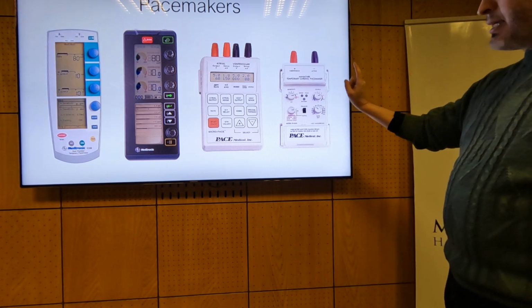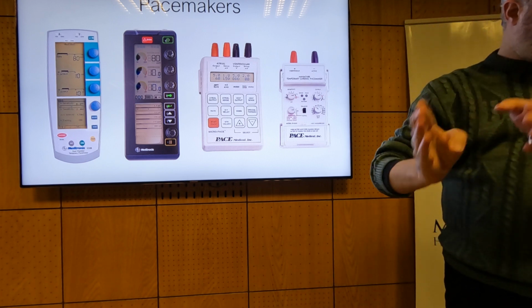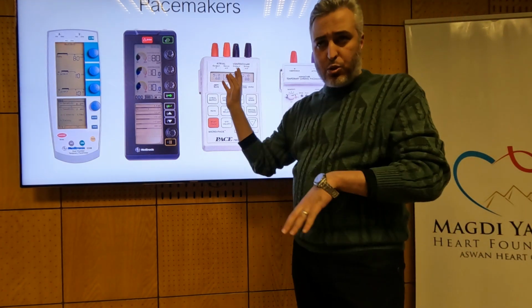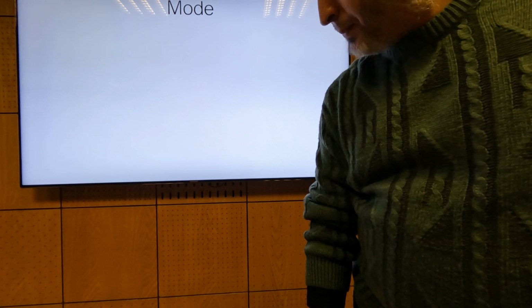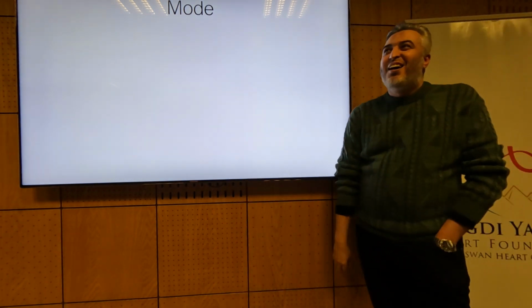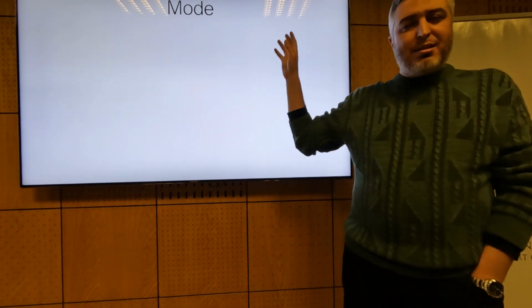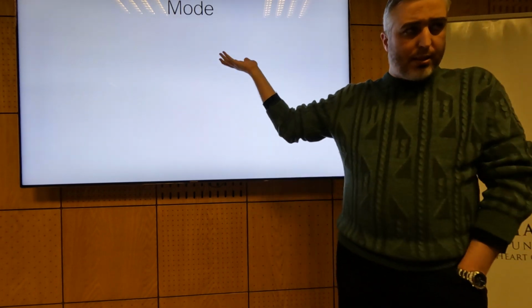It can pace a single chamber, either ventricle or atria, and we can pace both atria and ventricles. So these are different boxes. But then let's talk about mode. How are these pacemakers programmed to actually work? This is essentially mode.